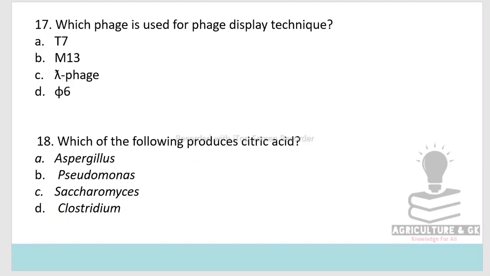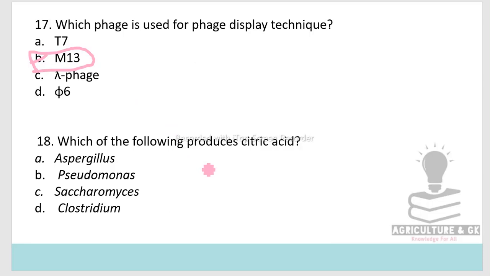Now moving next. Which phage is used for phage display technique? T7, M13, lambda phage or phi 6. So phage display technique is a topic of molecular biology or microbiology that is not part of our syllabus, but it is usually asked which phage is used for phage display technique. So this is M13. M13 is used for phage display technique. So our answer will be option B.